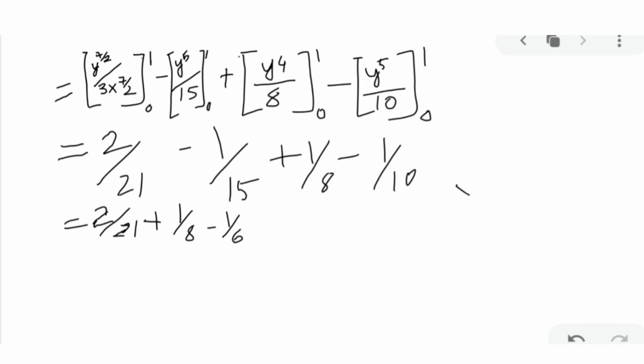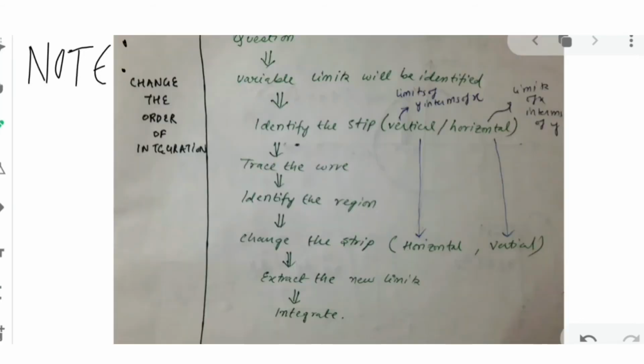So now I will be providing you a flowchart for just remembering it easily. So I will be writing down the flowchart. So this is the flowchart. We will be writing down this in a note. Here, the question is given. Then from there we will be identifying the variable limits. Then by plotting the graph, we will identify the strip.